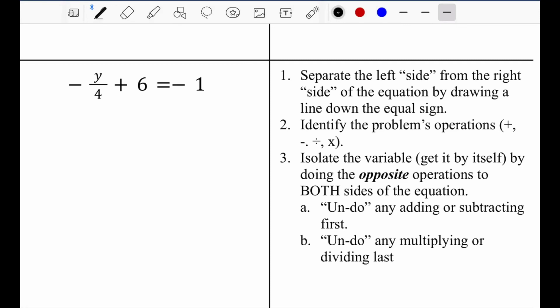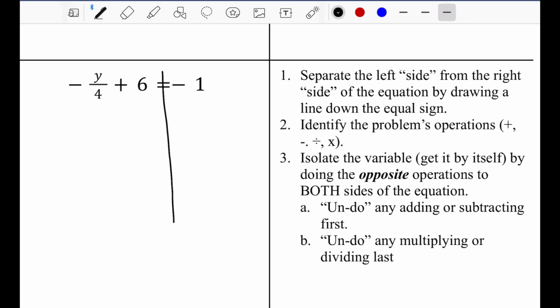Okay, so let's look at another example of a two-step equation. With this problem, we've got negative y being divided by 4, plus 6, equals negative 1. And the first step says that we have to separate the equal sign, my left and my right side, by drawing a line down my equal sign.